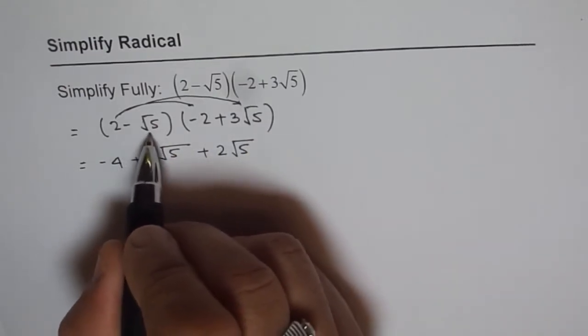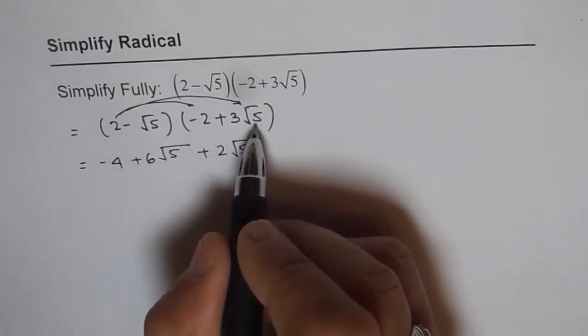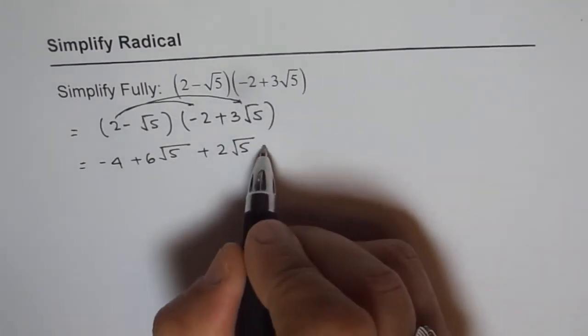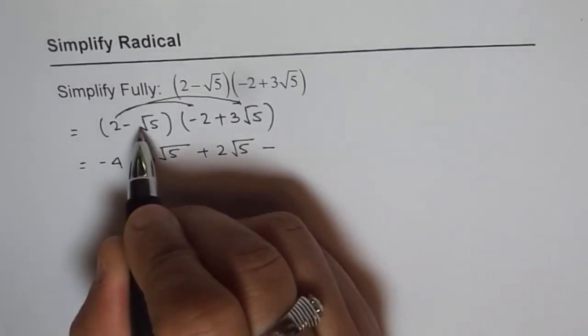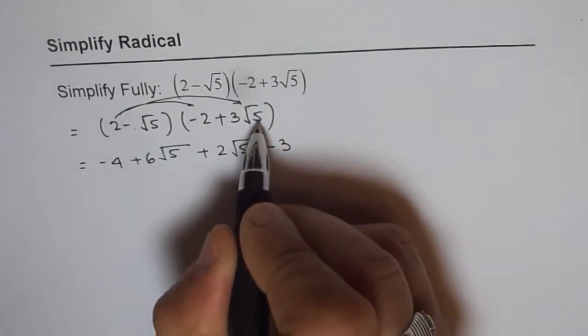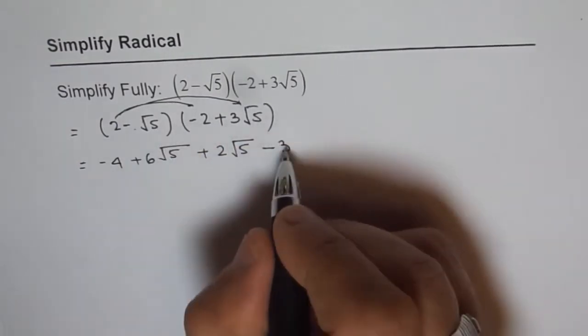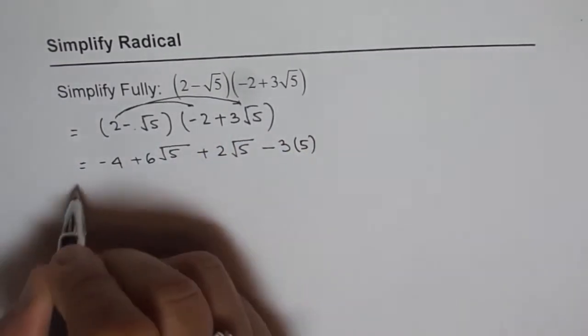Now let's multiply square root 5 with 3 times square root 5. Minus times plus is minus. Then we have 3 times 1, which is 3. And square root 5 times square root 5 is 5. So that's how you get minus 15.